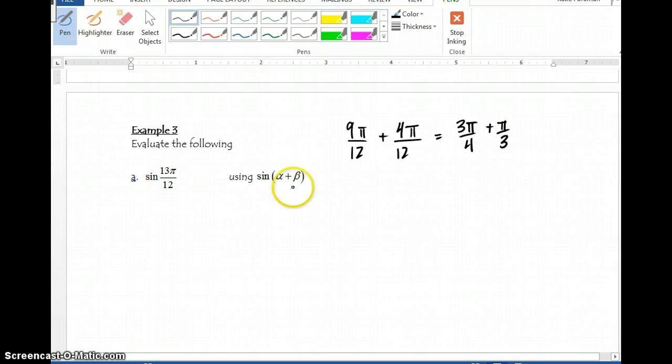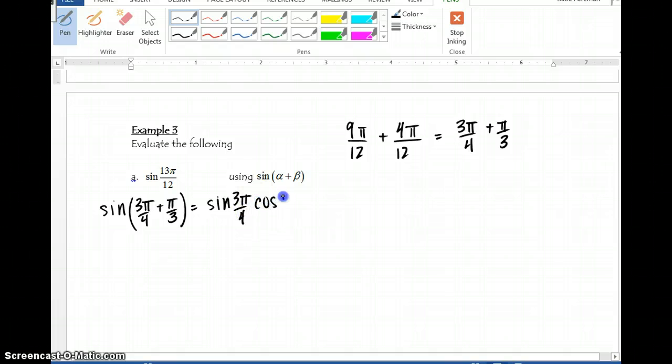Like we've talked about in class, we will tell you which identity to use. So I know I have to be adding the angle measures together. So sine of 13 pi over 12 is equivalent to the sine of 3 pi over 4 plus pi over 3. Using the identity, sine of the first angle measure times the cosine of the second angle measure. Keep the operation the same. Cosine of the first angle measure times the sine of the second angle measure.